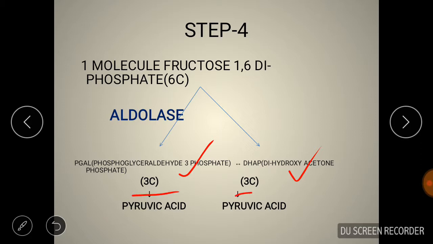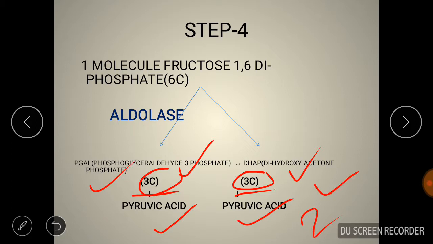and both are 3 carbon compounds. One is called PGAL, that is phosphoglyceraldehyde, and another is DHAP, or dihydroxyacetone phosphate. Now both of these 3 carbon compounds will each produce pyruvic acid, so eventually we will get 2 pyruvic acids. From step 5 we will see only one cycle, that means either PGAL or DHAP. Both will do the same kind of activities.